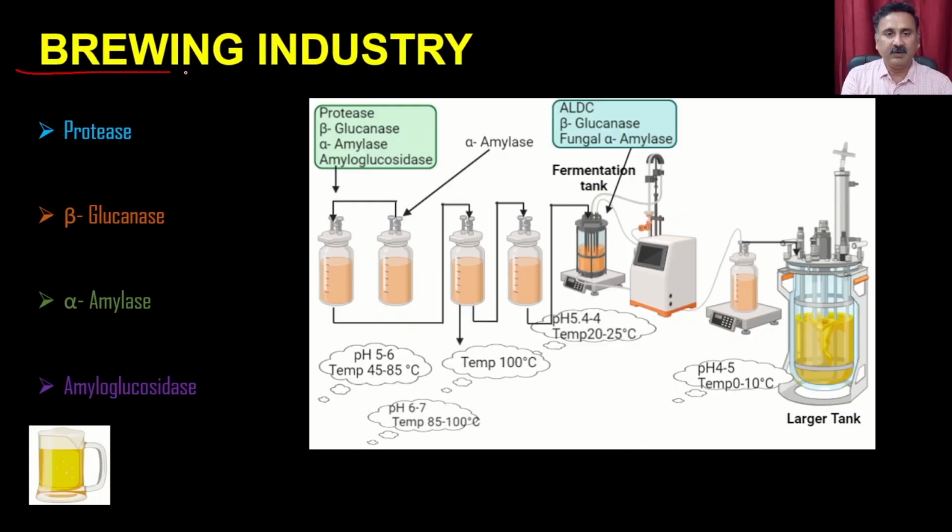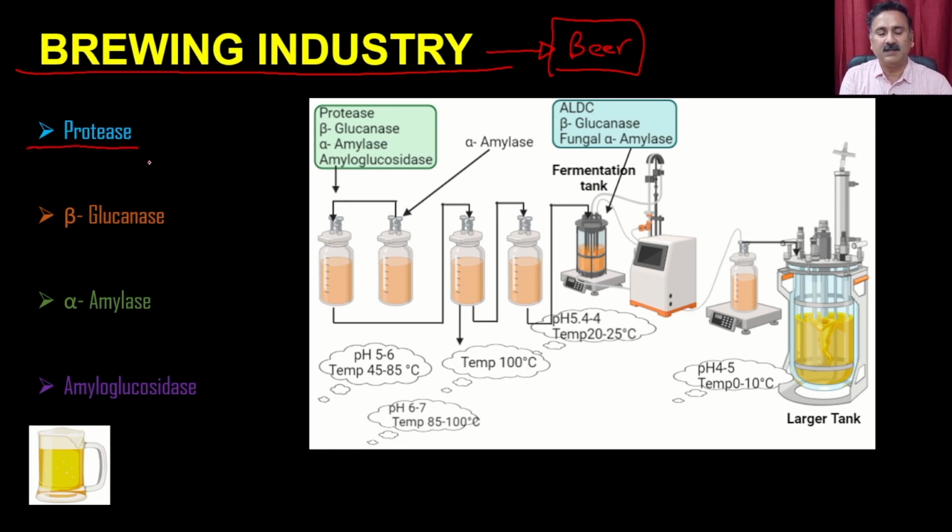Now, going a step further, apart from this industry, there are different types of enzymes which are also working in the brewing industry. The brewing industry is responsible for beer and related products. There are in-depth procedures and different steps, and at different steps you are going to use enzymes like proteases, beta glucanases, alpha amylases, and amyloglucosidases, and all these are required for producing an excellent beer so that it will be consumed by the customers.